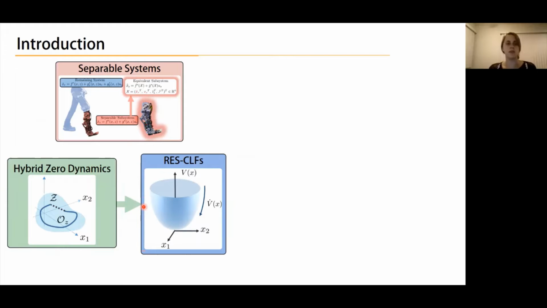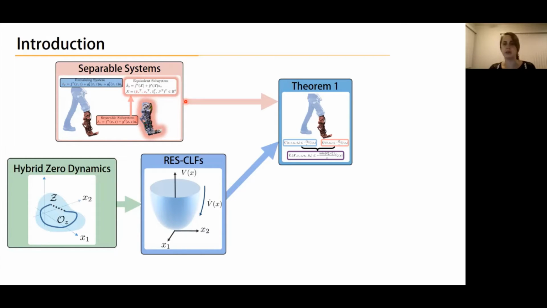Then I will present the framework of separable systems, which allows us to consider only a portion of the system that does not rely on the control input of the rest of the system, such that we can construct controllers based only on local information of the subsystem. With these constructions, I will present the main idea of Theorem 1, where we construct a Res-CLF for the human part of the system and a Res-CLF for the subsystem, the prosthesis, to obtain a Res-CLF for the whole system that guarantees stability for the hybrid zero dynamics.